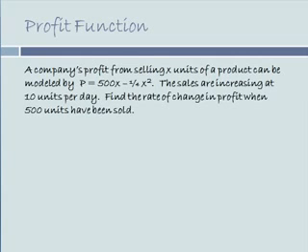Okay, a company's profit from selling x units of a product can be modeled by this. So here they give us the equation, so we don't have to go search for one. The sales are increasing at 10 units per day. Find the rate of change in profit when 500 units have been sold.